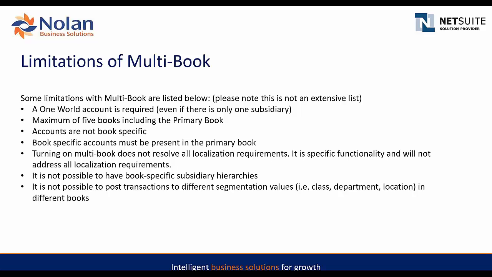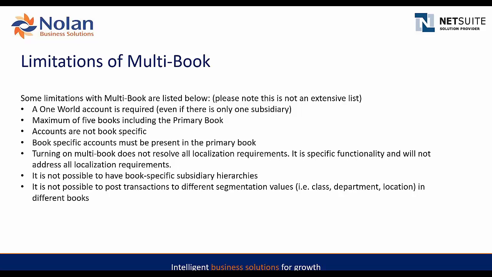And also, it is not possible to post transactions to different segmentation values. So, for example, you might have departments set up in your NetSuite system, and in your main book your transaction posts to the finance department. In a secondary book, you wouldn't be able to say, instead of posting to the finance department, I want it to post to the sales department. That's not possible. It will always post the same segment value, so class, department, location, etc., across all the books.